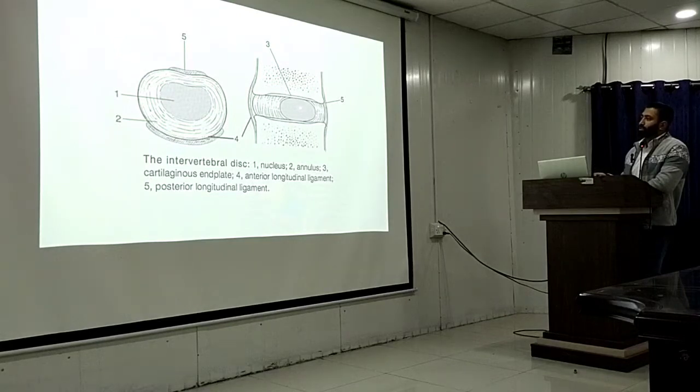This is the nucleus pulposus, mainly made of water, a gel-like cushion. Surrounding it is the annulus fibrosus, and these are the endplates, superior and inferior, which attach to the upper vertebrae and the lower vertebrae, with the anterior longitudinal ligament and posterior longitudinal ligament.